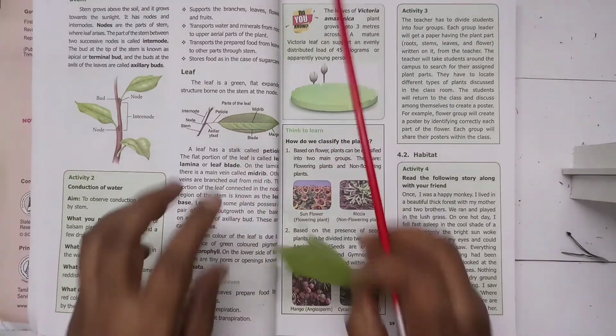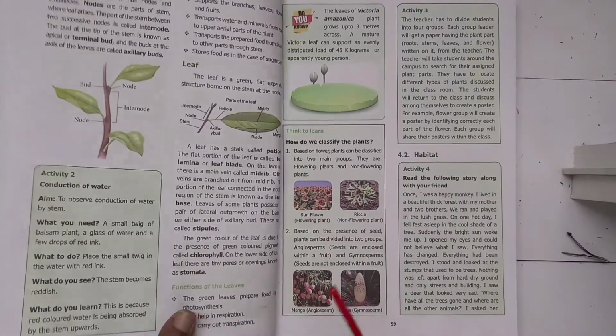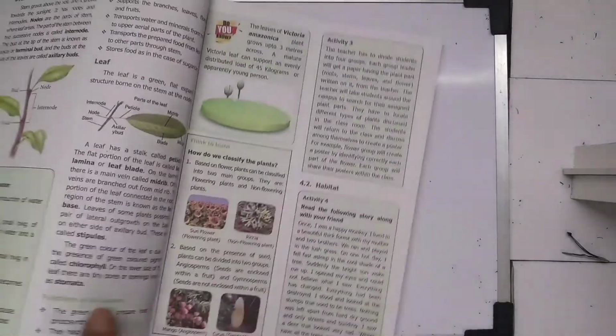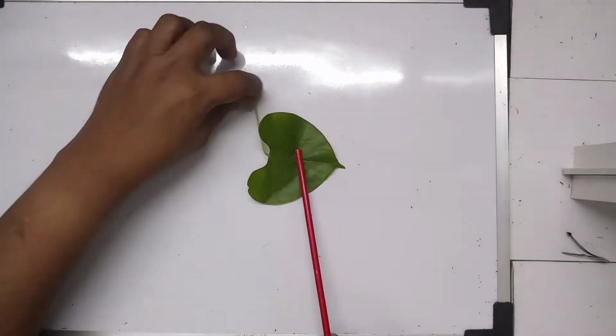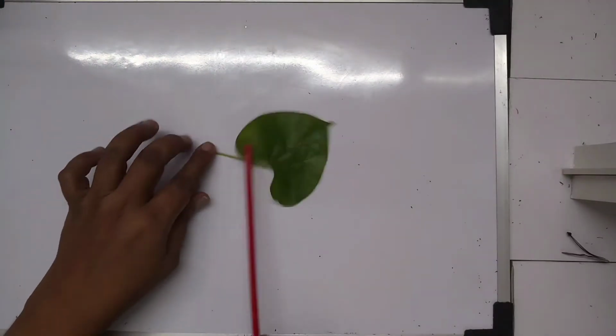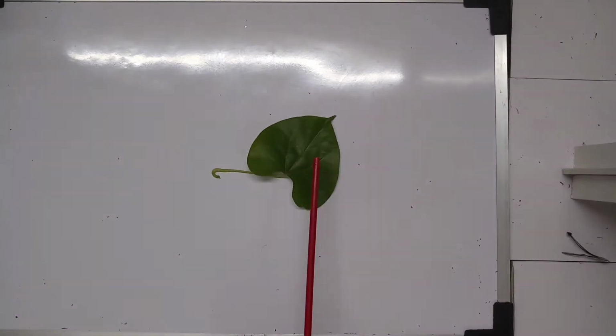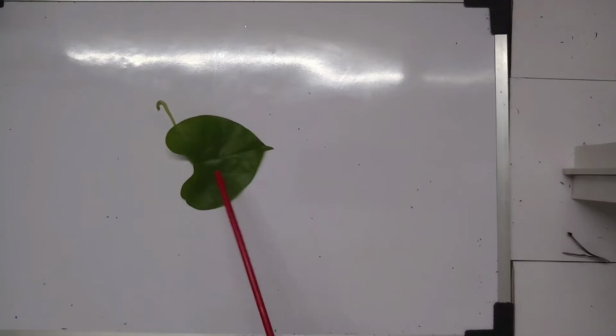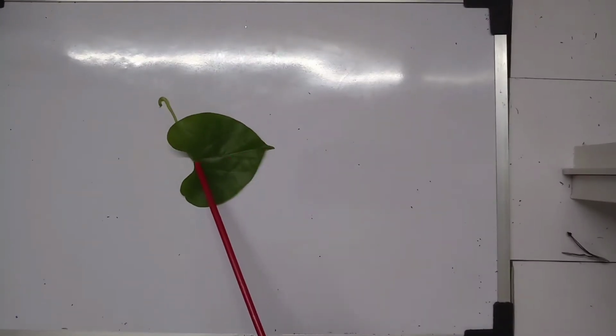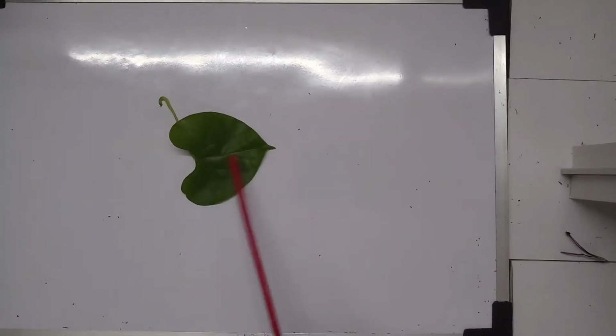They have brought you the leaf. I will just show you. Can you see, children? Okay, this is the petiole, and this is the blade, leaf blade, and then you have the, can you see the midrib? Can you see the midrib? மையத்துல இருக்கக்கூடிய இந்த ரிப்புக்கு பேர் தான் midrib.